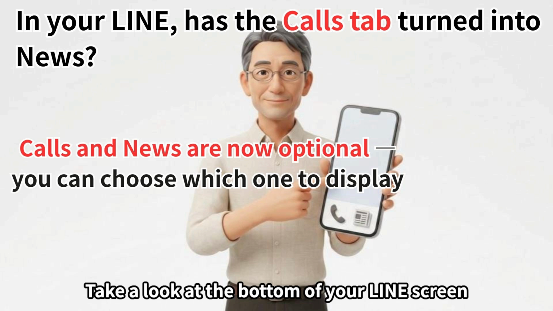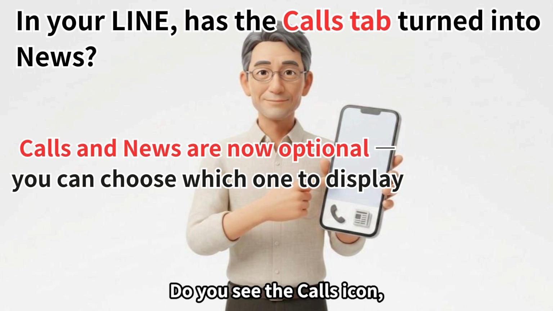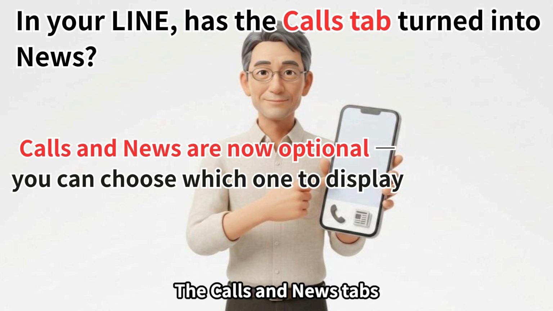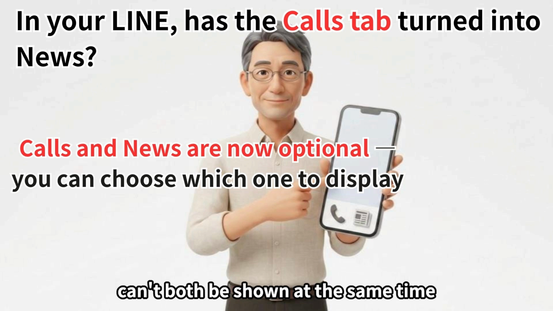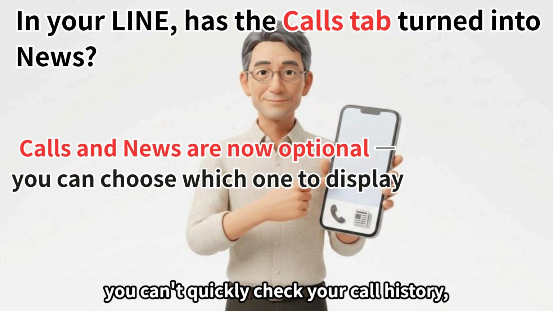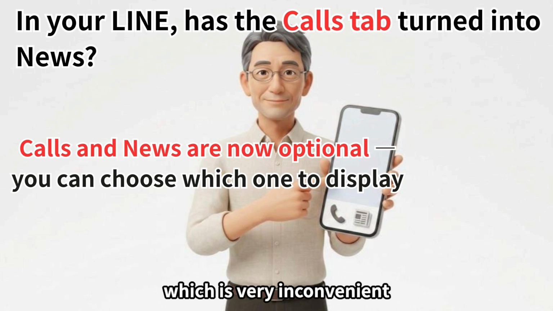Take a look at the bottom of your line screen. Do you see the Calls icon? Or has it been replaced by the News icon? The Calls and News tabs can't both be shown at the same time. It's one or the other. Without the Calls tab, you can't quickly check your call history, which is very inconvenient. Let me show you how to switch to the Calls tab.